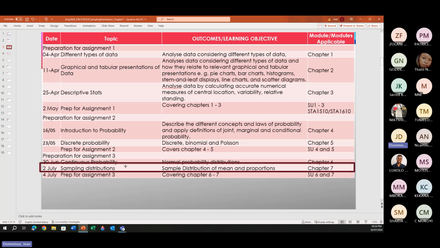The one big difference coming into chapter 7 is that we will have the sampling distribution for the mean. I'll show a few slides now where we will look at the Z, where we know or get the mean, and then we will also look at proportions.